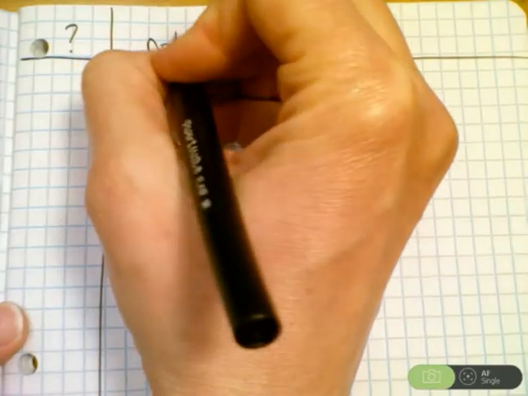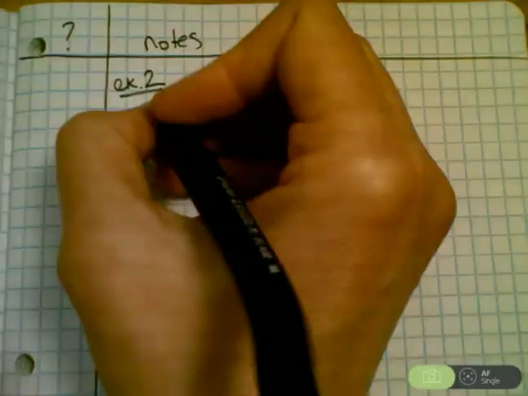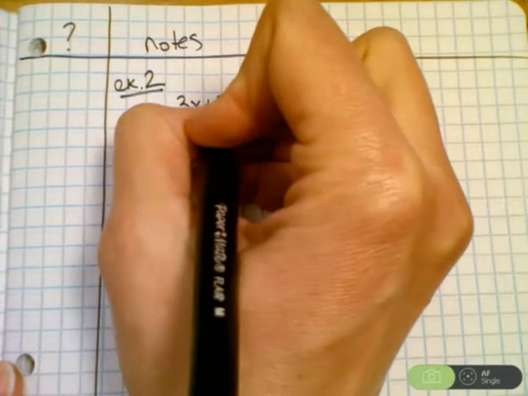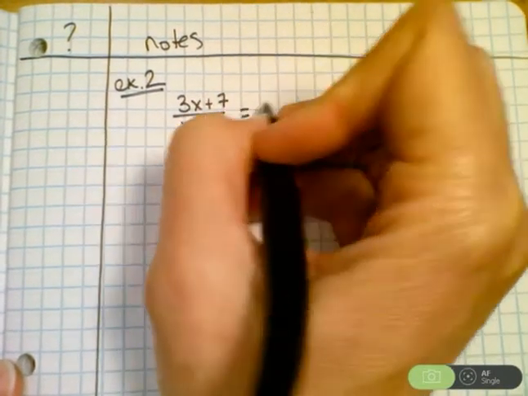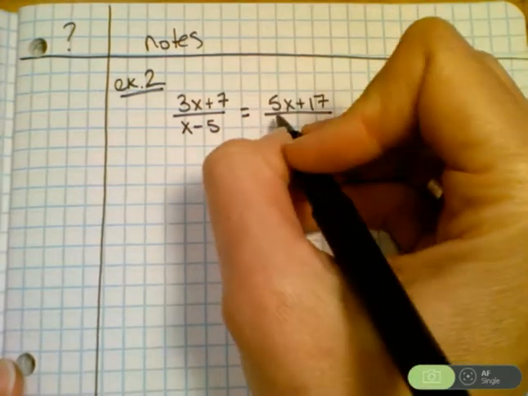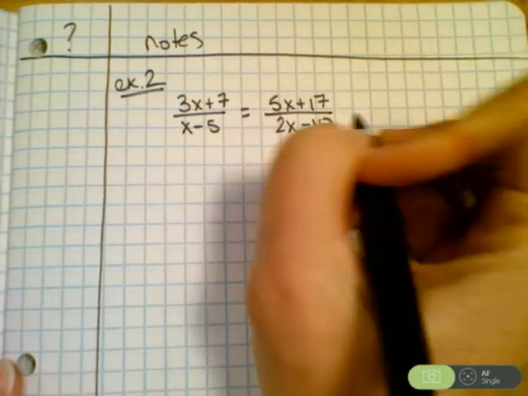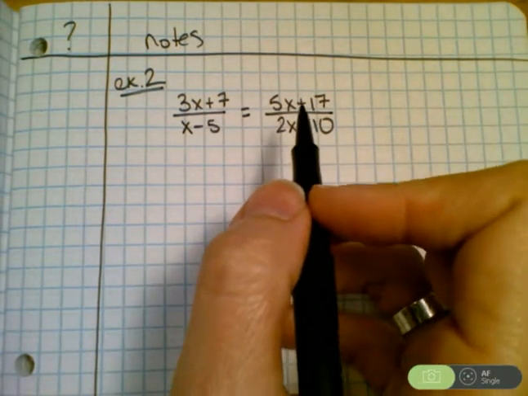Questions, notes, example 2. Example 2, we're going to have 3x plus 7 over x minus 5 equals 5x plus 17 over 2x minus 10. So here we have to go through and find our least common denominator now.